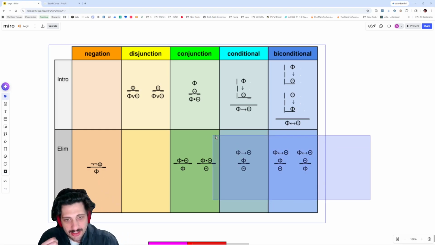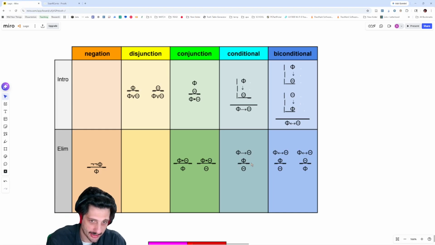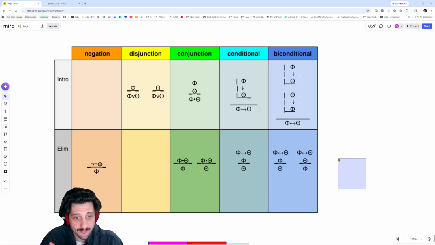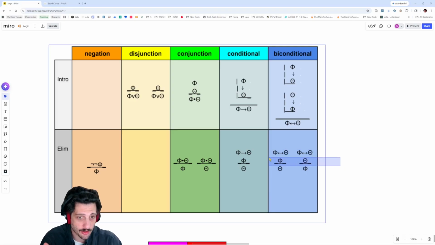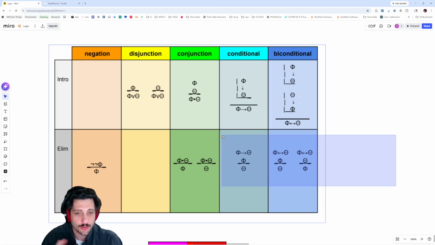Now we know how to eliminate conditionals. If you had a conditional, then you just need to see, do I have the left-hand side? And if that's the case, then you can get the right-hand side. If you have a biconditional, then you just have to ask, do I have either the left or the right-hand side already? In which case, you could get the opposite side. So that's how you would squeeze out what they're worth if you already had a conditional or a biconditional. That's how you would utilize the information that they're giving you.